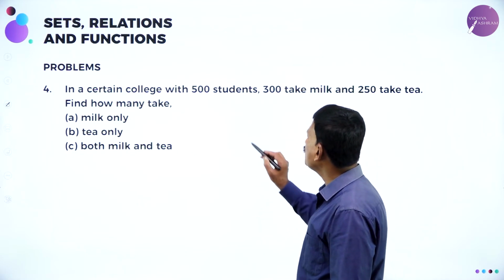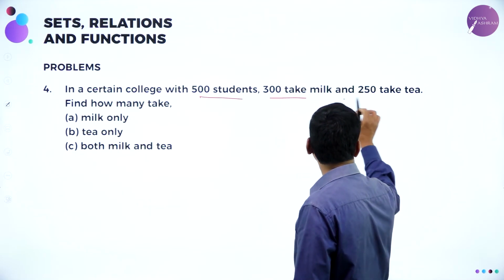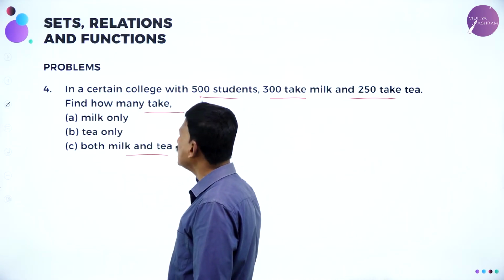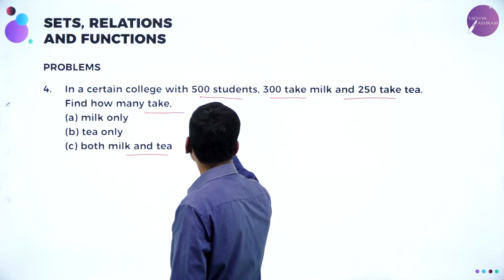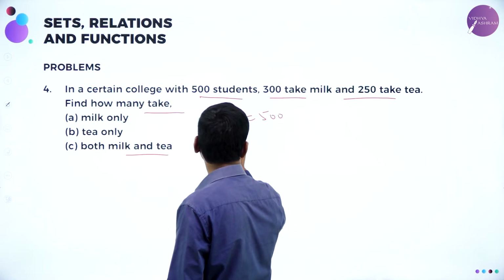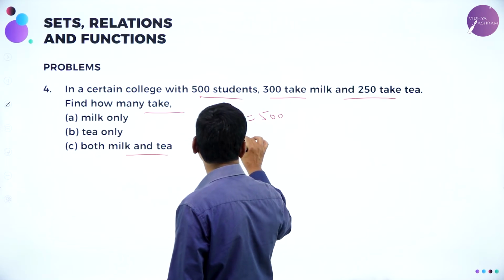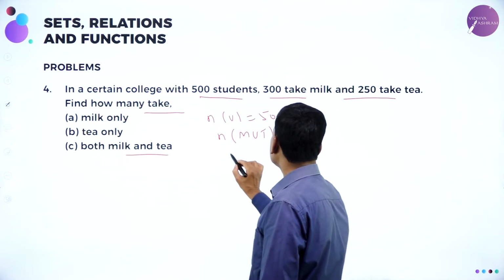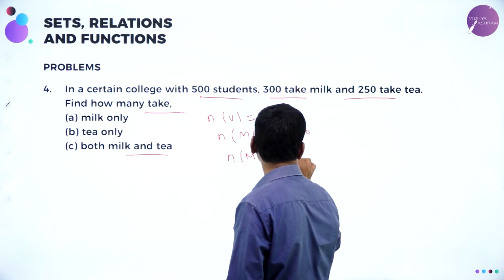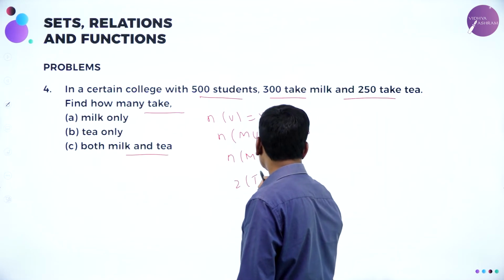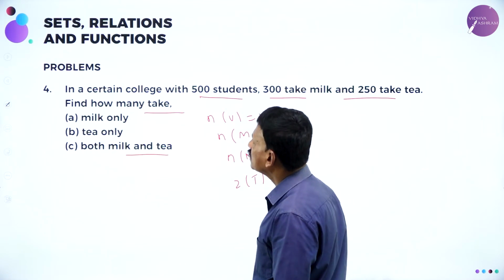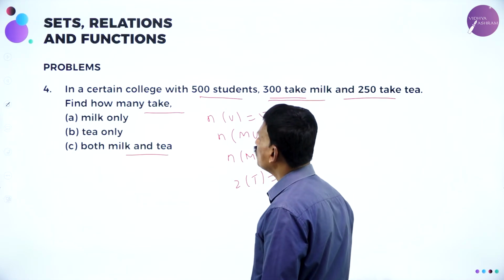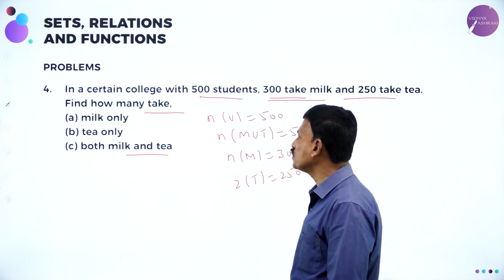In a certain college with 500 students, 300 take milk and 250 take tea. Find how many take milk only, tea only, both milk and tea. So what is given here? n of U is equal to 500. The number of students who take milk is 300. The number of students who take tea is 250. Find how many take milk only, tea only, and both milk and tea.